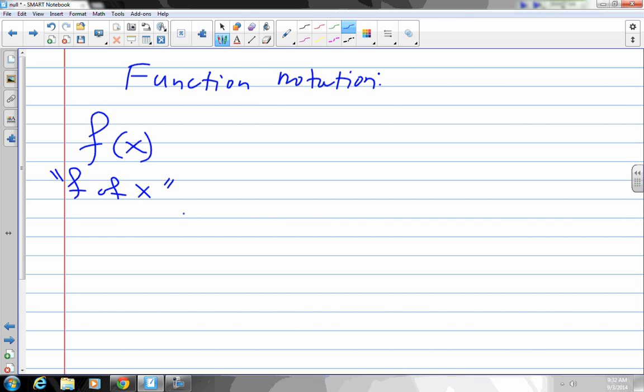And what it tells me is that f is the name of the function, and x is the independent variable. Now, usually we write f of x equals some algebraic expression in terms of x.